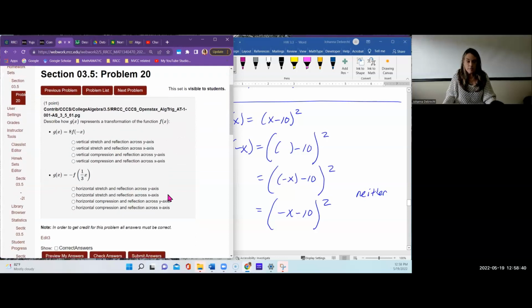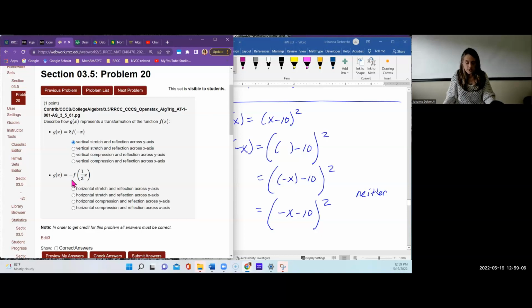Now let's look at some combinations of effects. On this problem, we have the toolkit function multiplied by 8 on the outside, which will be a vertical stretch, and by a negative multiplied by the x on the inside, which will be a horizontal reflection across the y-axis. So we have a vertical stretch and a reflection across the y-axis.